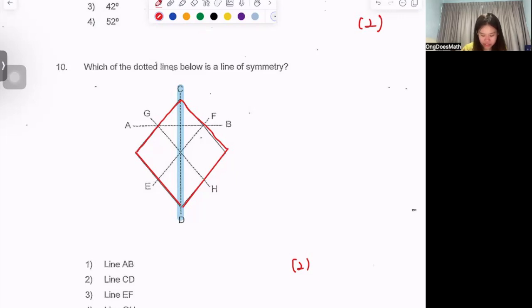For instance, we can try this out. If you're interested, we can try EF out. If you look at EF, if this side is like that, if EF were to be a mirror, then this side should appear like that, right? And since this goes out, this guy must also go up. And since this goes in, this guy also must go in. So this would be more like a mirror image instead.